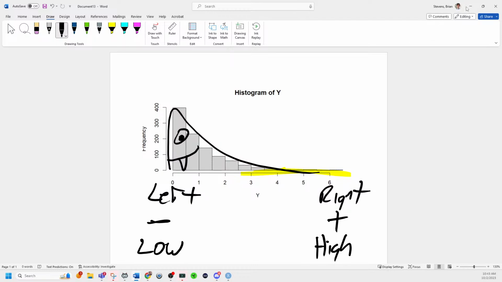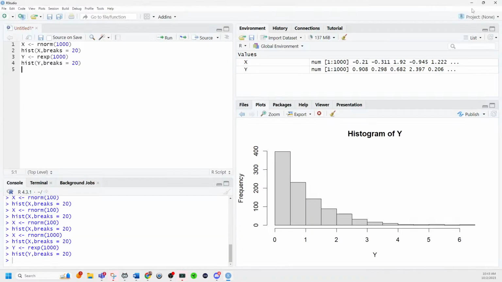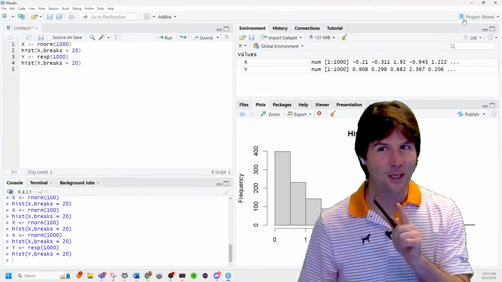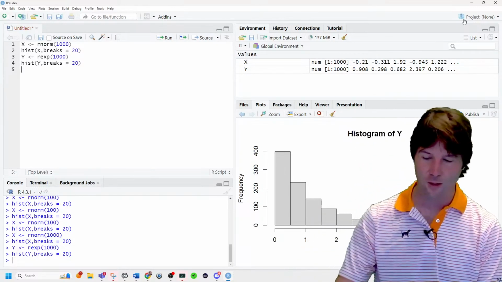Now, what's really awesome is we can actually, can you go over box plots? Yeah, let's do box plots next, which hide important features of a distribution. Box plots hide important features of a distribution.